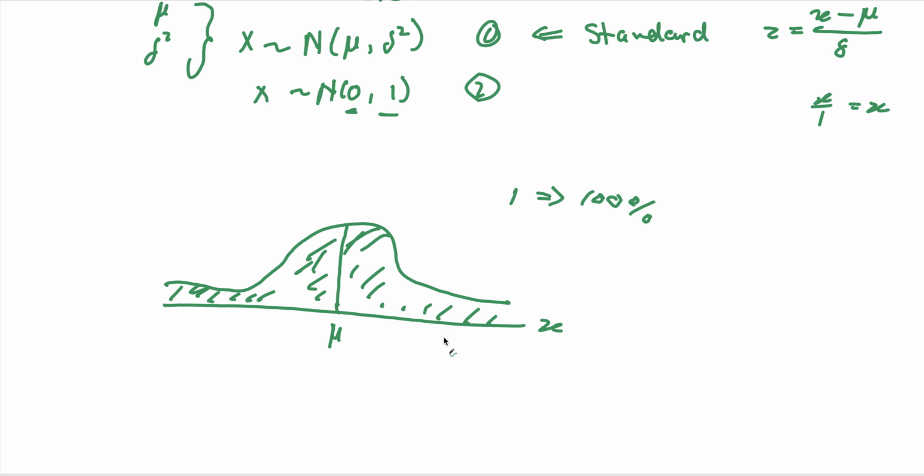68% of the area under the curve falls within 1 standard deviation of the mean. That is, 68% of the area is between the mean minus the standard deviation and the mean plus the standard deviation. You don't necessarily need to know these things for the test, but it's good to know if you want to know more. And then 95% of the area under the curve falls within 2 standard deviations of the mean.